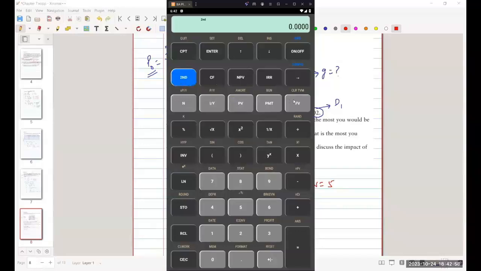Second function, clear TVM. And then what did we have? We had 2.25 to go into the present value. And then we had 2.87 negative go into the future value. Time was 5. And we wanted to compute the rate, which is interest per year: 4.9881. So that's approximately 5%.